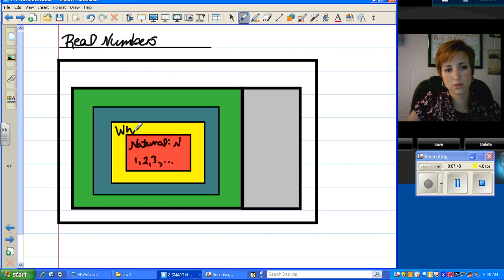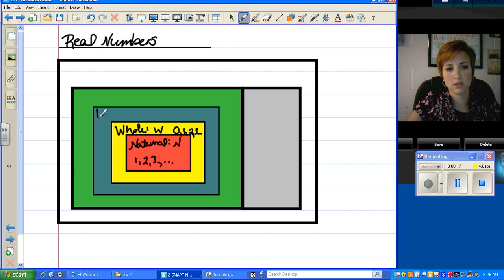The next group is whole numbers. Whole numbers are denoted by the letter W, and it is the natural numbers and 0. So it starts out 0, 1, 2, 3, dot, dot, dot. If you notice, it's the Russian doll: the 1, 2, 3 in the natural numbers is also in the whole numbers. The only thing whole numbers does is add in 0.